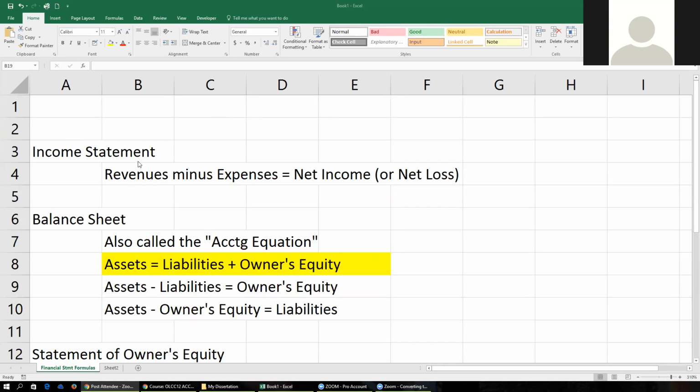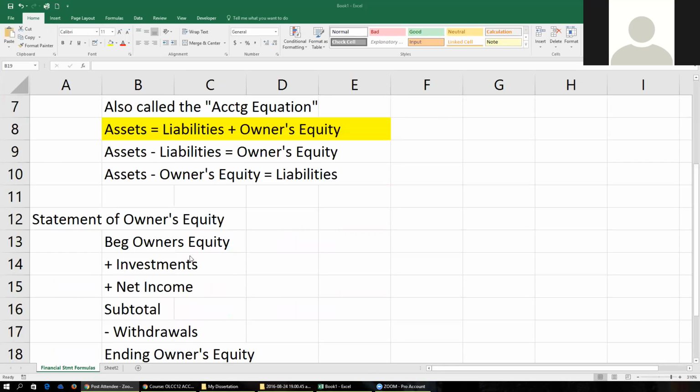The income statement has the formula revenue minus expenses equals net income or net loss. If the revenue is bigger than the expenses, you're going to have a net income. That's good news. But if your expenses are really big and your revenues are not so big, you're going to end up with a net loss.